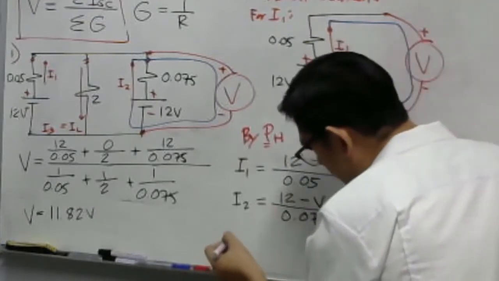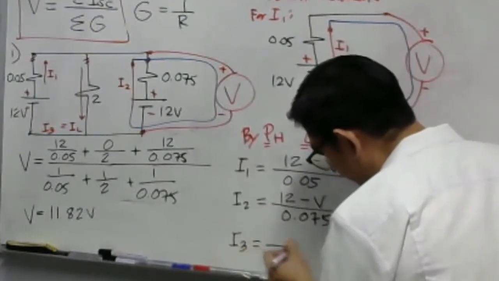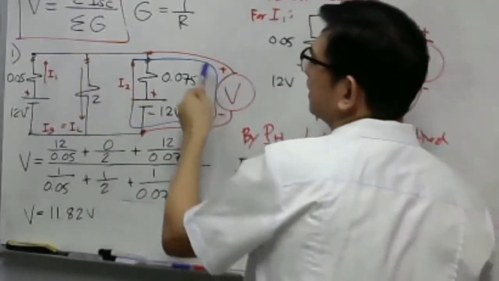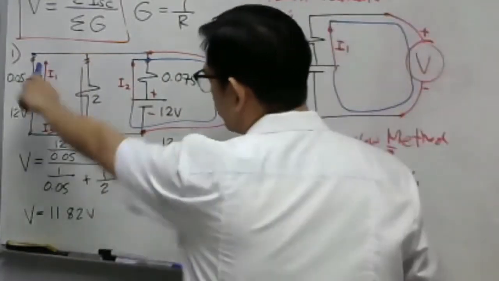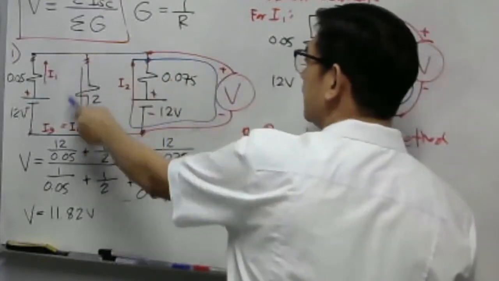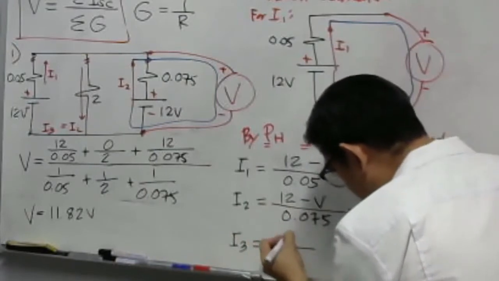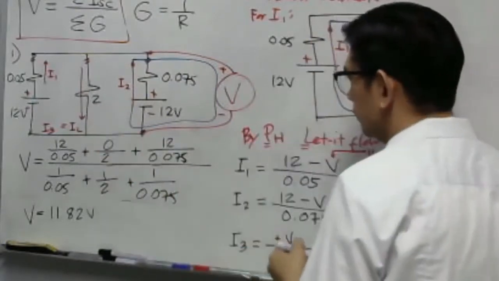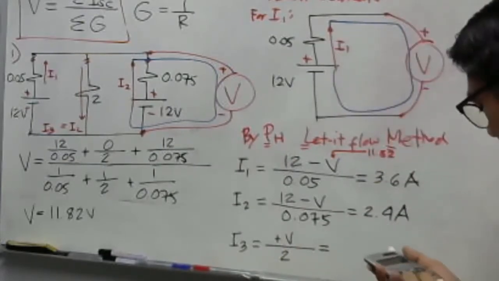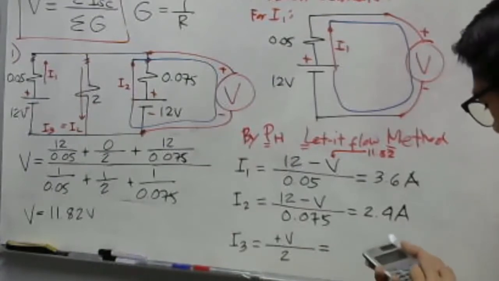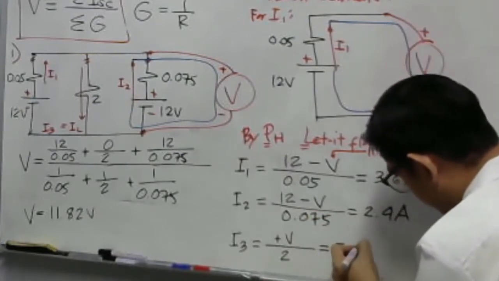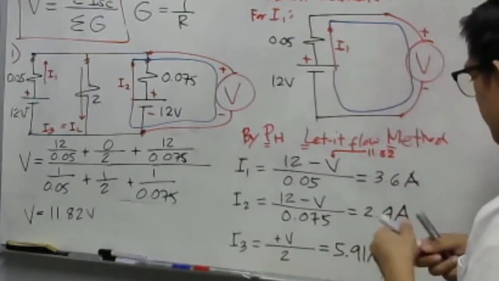What about now for our I sub 3? Take a look here, guys. For our I sub 3, no need to draw. We are going to consider this one complete loop. Always include the voltmeter. This current I sub 3 leaves on the positive terminal of the voltmeter, that is why we put positive V, and then divided by 2. So the answer would be 11.82 divided by 2. Our answer here, guys, is 5.91 amperes.